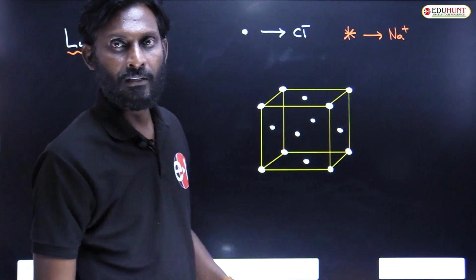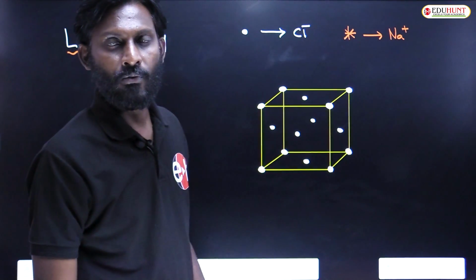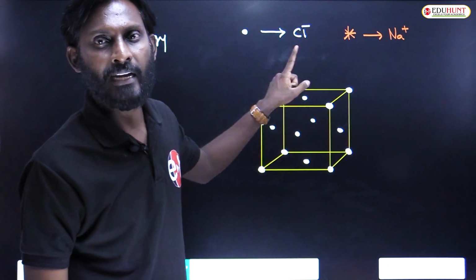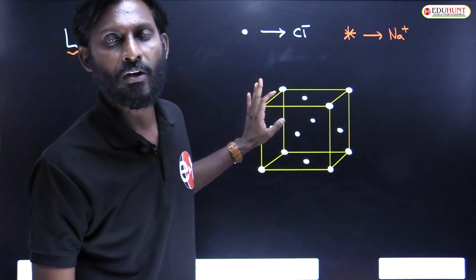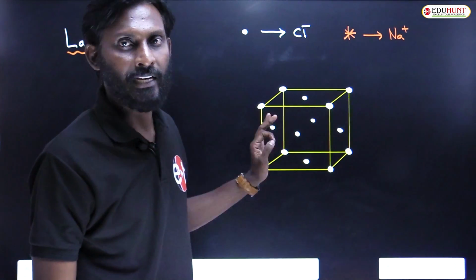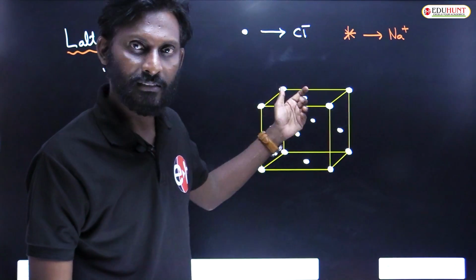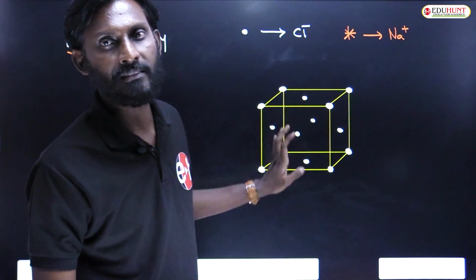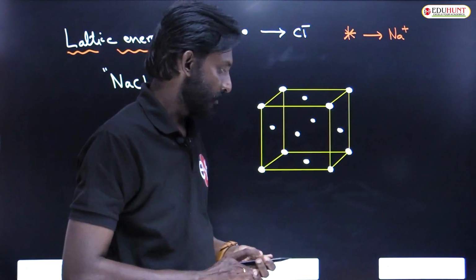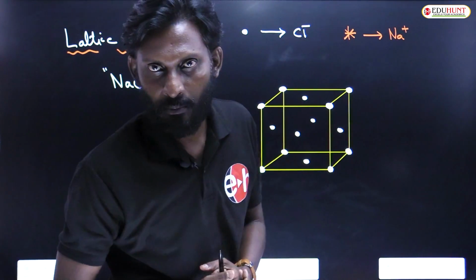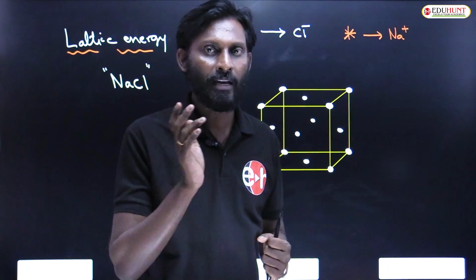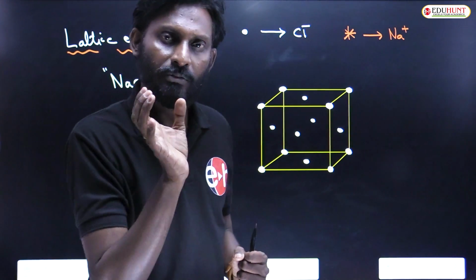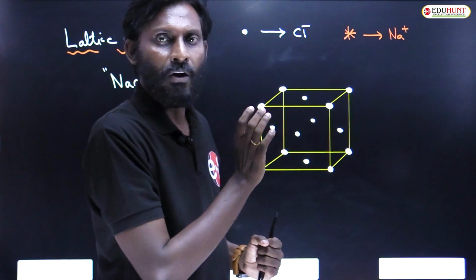Now in this cube, at what places is Cl minus located? There are 8 corners and at every corner there is Cl minus. There are 6 faces and at every face center there is Cl minus. Okay, fine. This is how a cube is formed. Now this cube is called unit cell. Why is this called unit cell? I'll explain later. Up to now you can simply call it a cube.